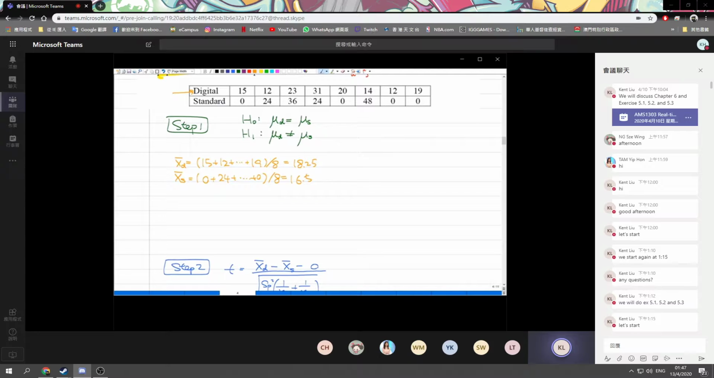For the variances, it's the same as before. You use this formula again. So here I will have 15 squared plus 12 squared plus all the way to 19 squared, minus 8 times the square of the first average, and then divide this by 8 minus 1. And this one you have 42.21429.